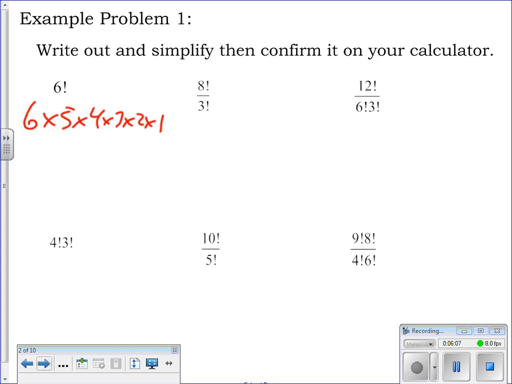If you want to do 6 factorial on your calculator, you type in 6, hit the PRB button, PRB for probability, the factorial key, and then equals, and that'll put 6 factorial on your stack. Then you hit equals again, it will give you the answer, and in this case, the answer is 720.